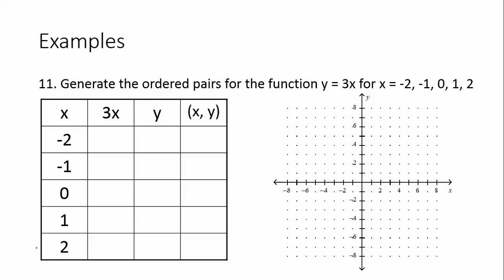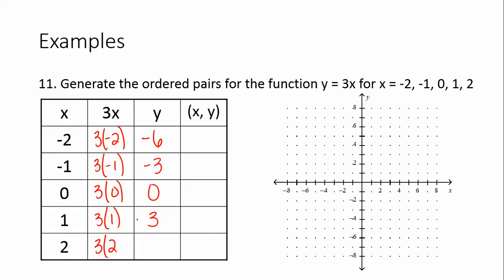So I've given you a table here, and all we need to do is plug in these different values for x. So first we're going to have 3 times -2, then 3 times -1, 3 times 0, 3 times 1, and 3 times 2. So we've input our x value. What do we get for y when we do that? Well, 3 times -2 is -6, 3 times -1 is -3, 3 times 0 is 0, 3 times 1 is 3, and 3 times 2 is 6.